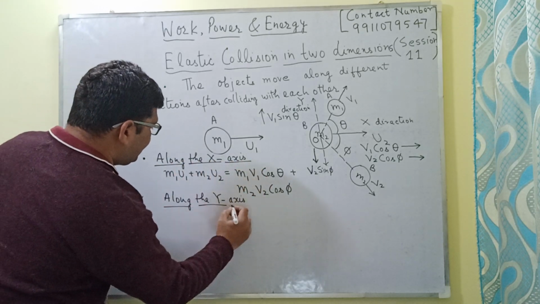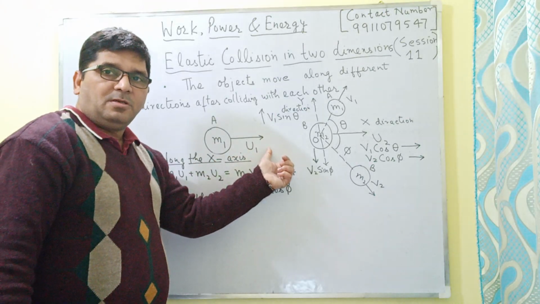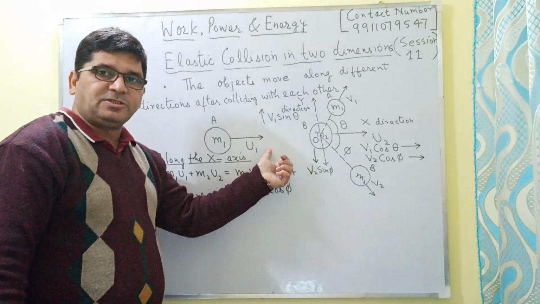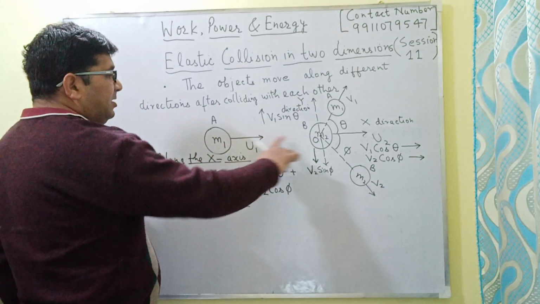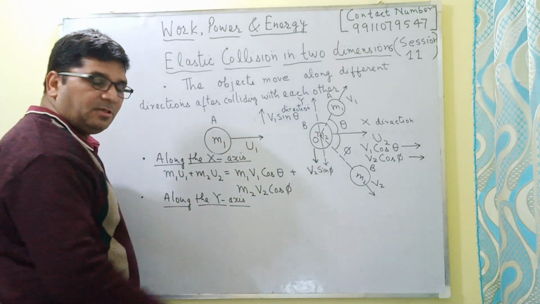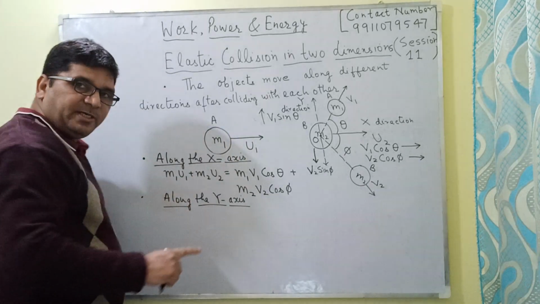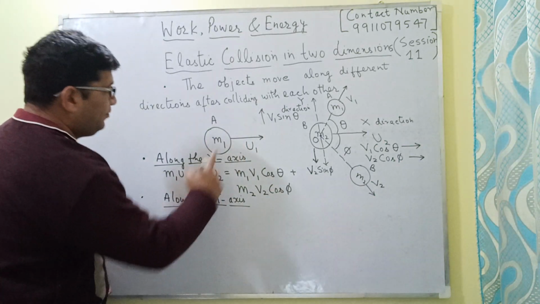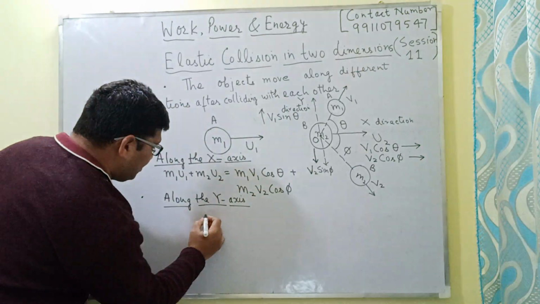So along the y-axis, the total initial momentum before the collision is equal to 0, because these two bodies are moving along the x direction before the collision. So before the collision, the total momentum of these two bodies along the y-axis will be equal to 0.